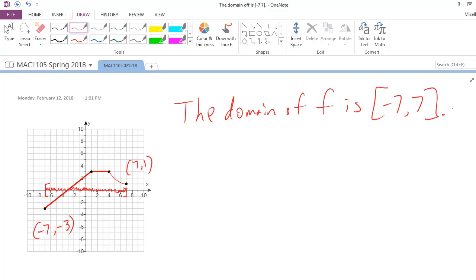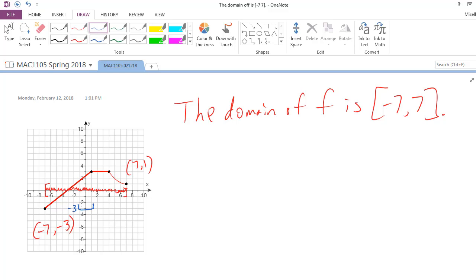For the range, we ask ourselves questions like, how low does the graph go? How high does the graph go? The range is the portion of the y-axis that the graph occupies. What is the y-coordinate of the lowest point on the graph? It's going to be negative 3. Negative 3, we said, is in the range because the point negative 7, negative 3 is on the graph, and that's the lowest point on the graph, so negative 3 is the least number in the range.